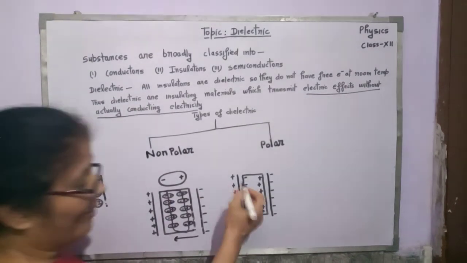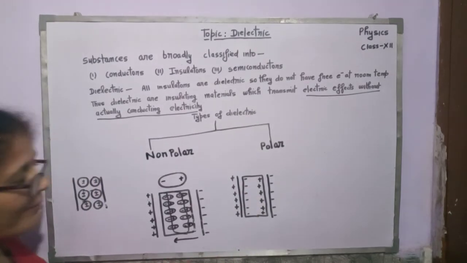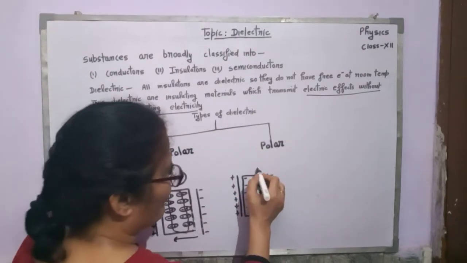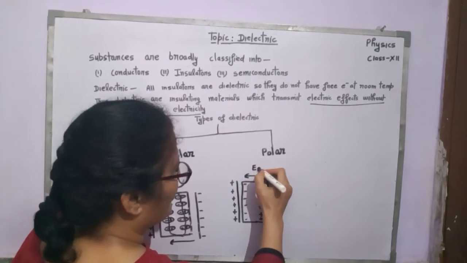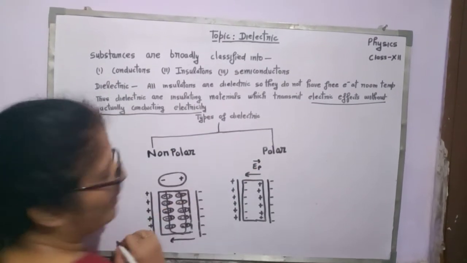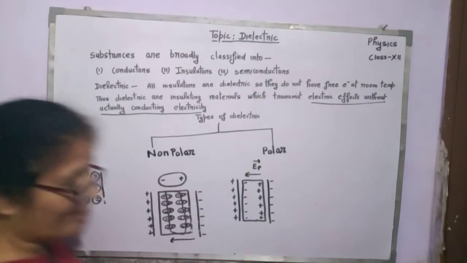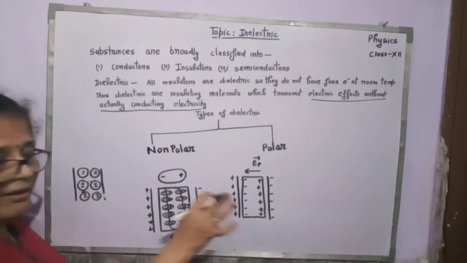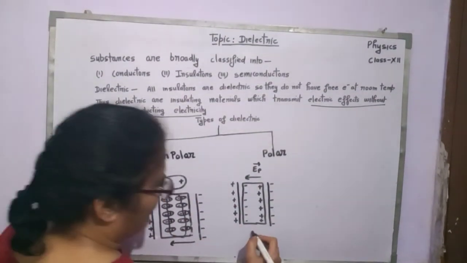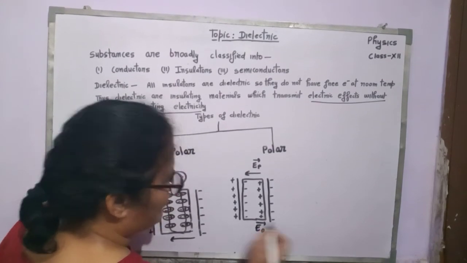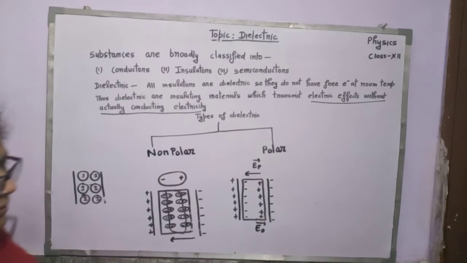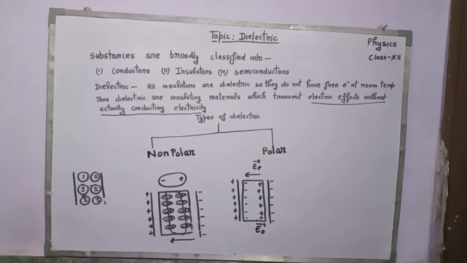Now a net electric field is developed inside the dielectric and its direction is from positive to negative. This is the direction of the polarized electric field. And in the initial case, when no dielectric slab is placed, the direction of the electric field is from positive to negative, in the absence of the dielectric slab.